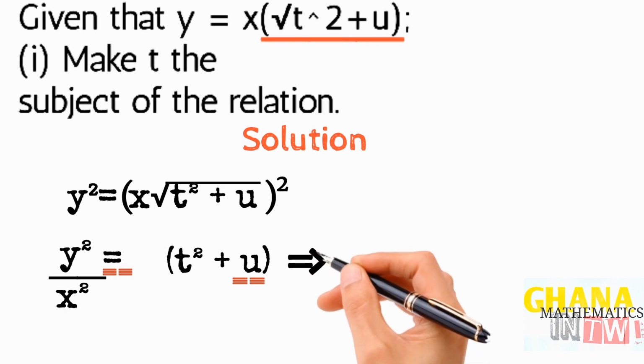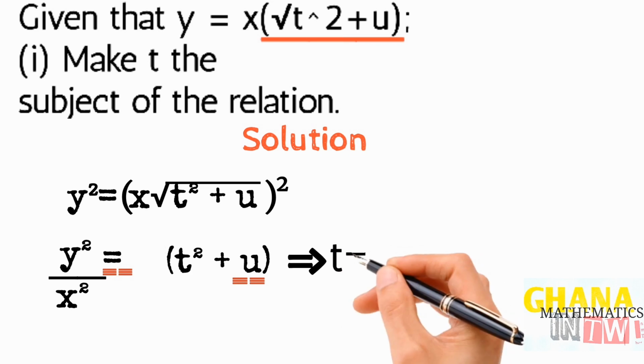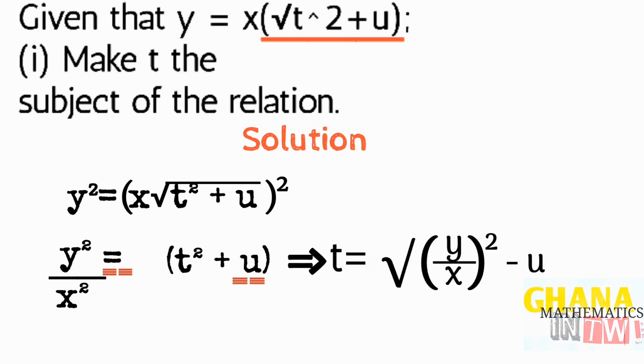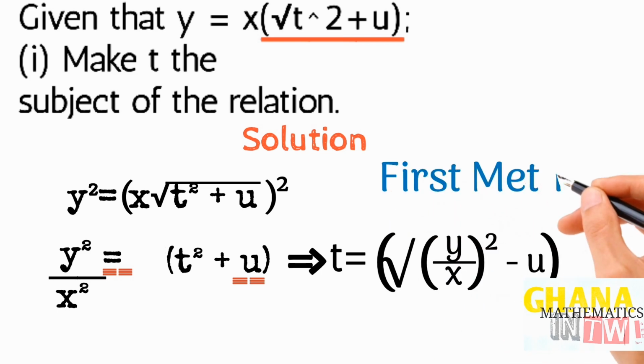Let's write it well so that we will all understand the whole concept. T equals square root of y over s, all in brackets squared, minus u. This is another way of writing it, so this is our final solution. Let me put it into brackets because I don't want any problem, though it's not necessary to put it in a bracket. So this was the first method.